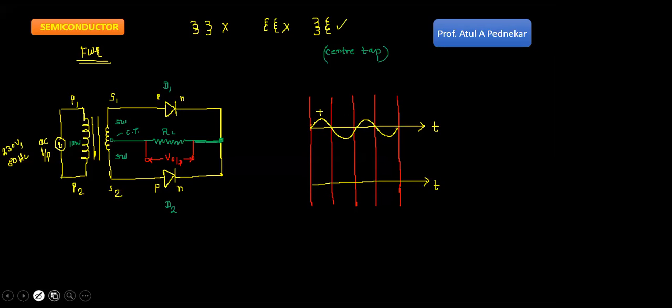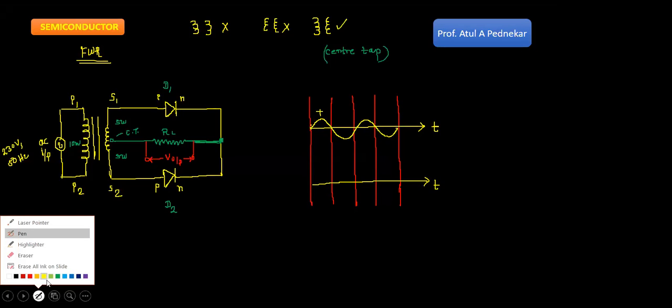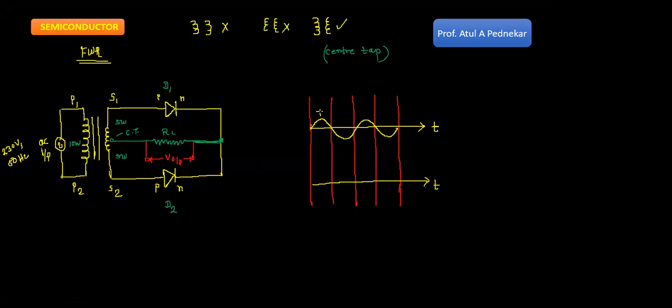Okay, so let's learn what will be the nature of the output. Let's discuss what happens during the positive half cycle. See, during the positive half cycle, this becomes positive and this gets negative, and here it will be reverse, this gets negative and this gets positive. So tell me students, which diode will conduct, D1 or D2? Which is forward biased and which is reverse biased?